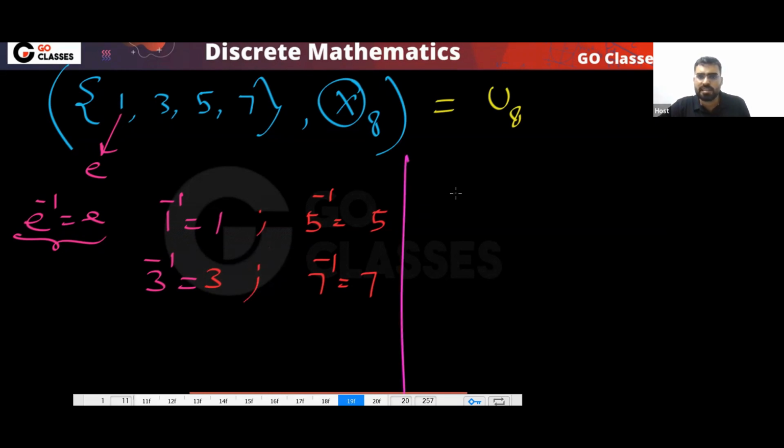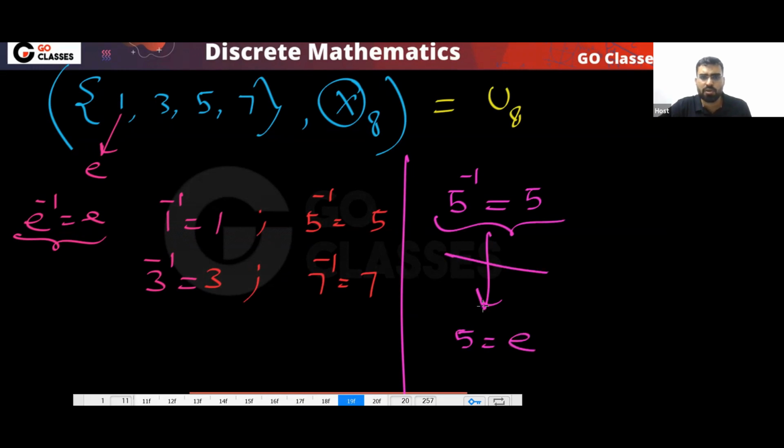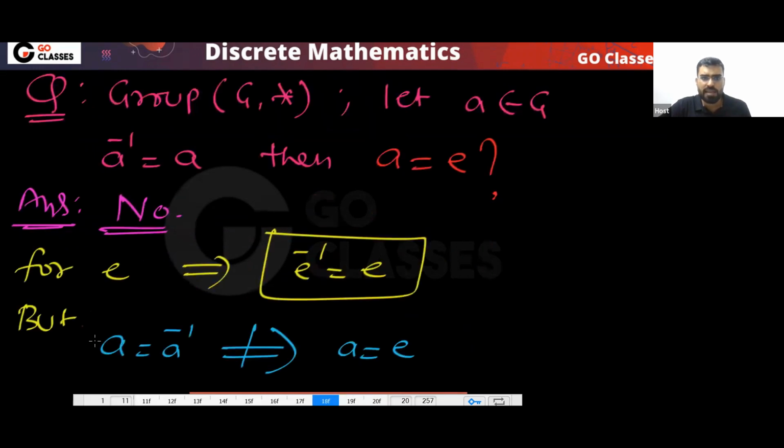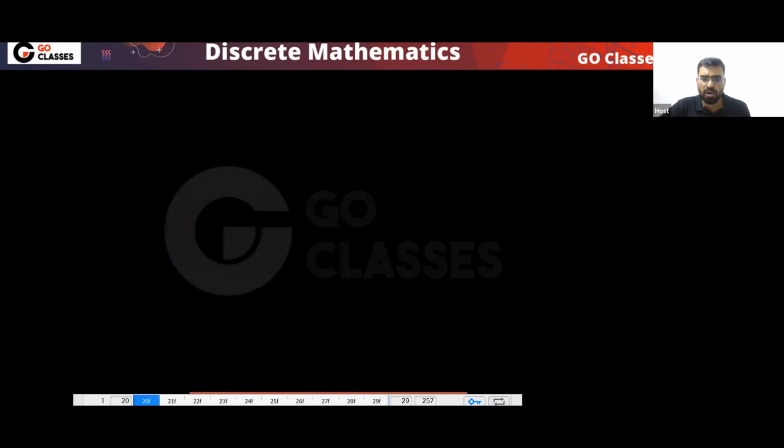So you can clearly see that 5 inverse is 5. That does not mean that 5 is the identity element, right? Agree or not? So if A is equal to A inverse, it does not mean that A is equal to the identity element. But if A is the identity element, then it will be the inverse of itself. Okay, let's move on now.